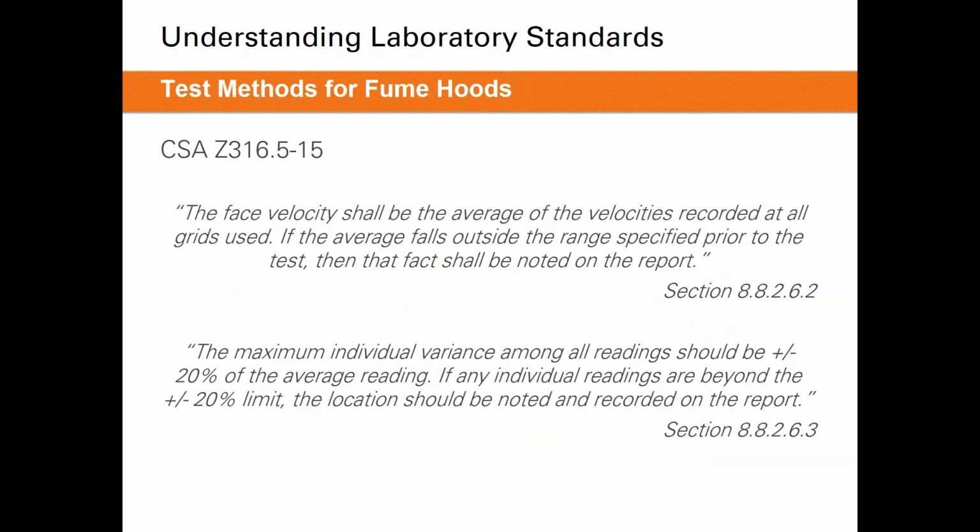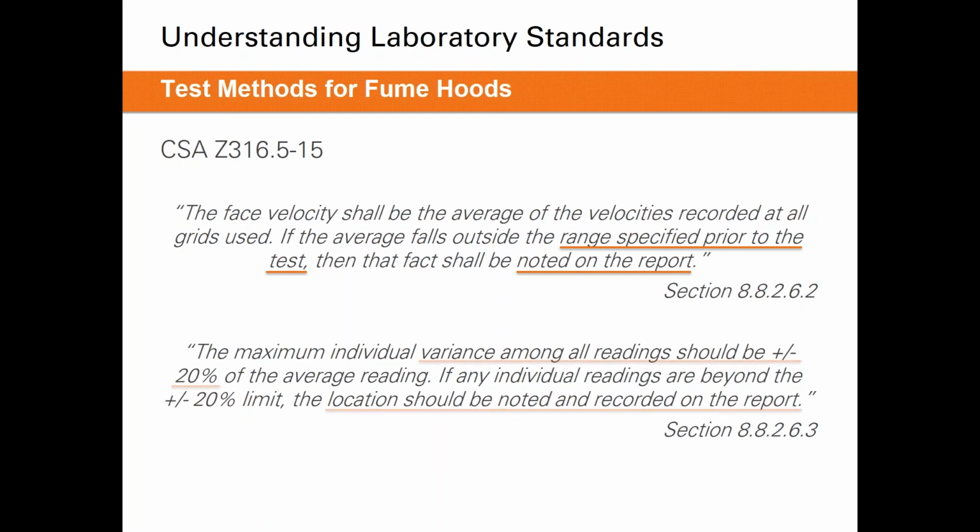Now, how we're going to report that is the face velocity shall be the average of the velocities recorded at all the grids used. And if that average falls outside the range specified prior to the test, then it should be noted on the report. So this is where, when understanding what's being used in the fume hoods, it's important to define ahead of time what the range of operation for the fume hood is.